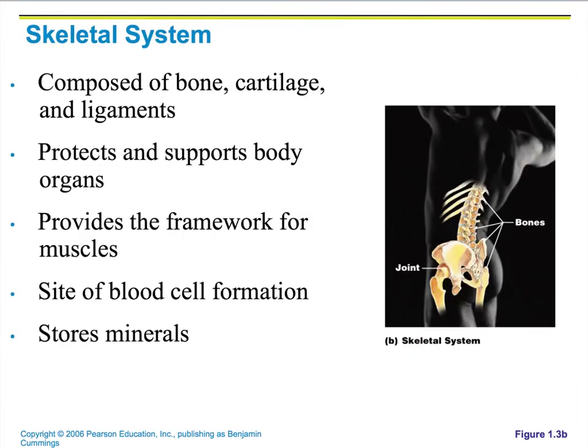Our skeletal system is our bones and our ligaments and cartilage, and they help support our body, protect our organs, and provide the framework for the muscles to hook onto in order for us to move. It is also where blood cells are formed and minerals are stored.